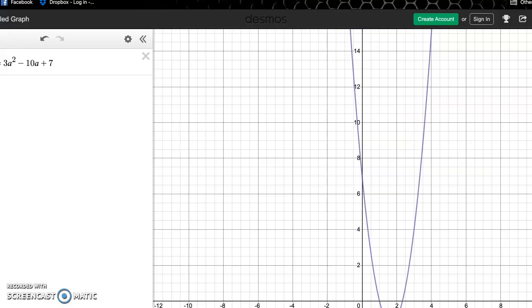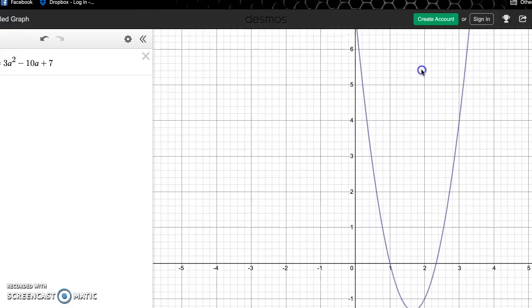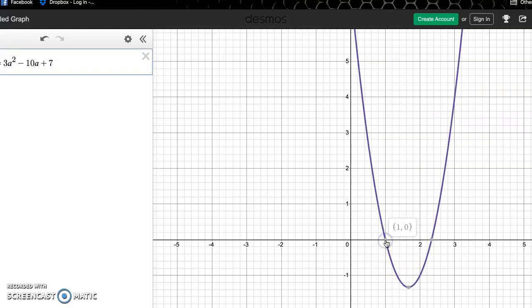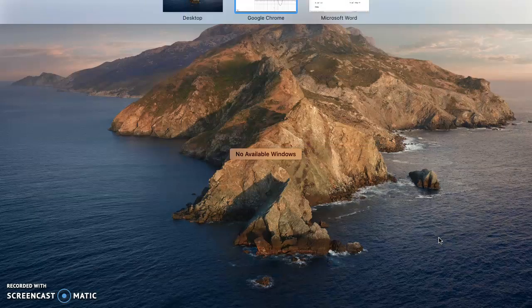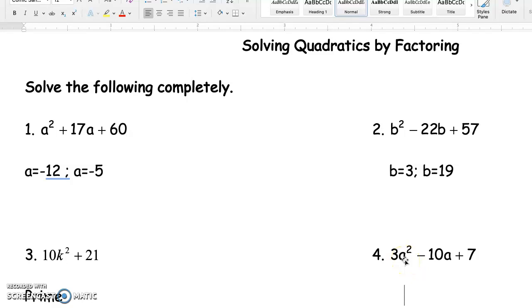So notice I have a graph, and again, this is where it crosses the x-axis. So here's my 2 points. It's where it crosses the x-axis. So therefore, I still have 2 answers. Do not be afraid of this decimal here. There's 2 answers because it crosses the x-axis at x is equal to 1 and x is equal to 2.333.